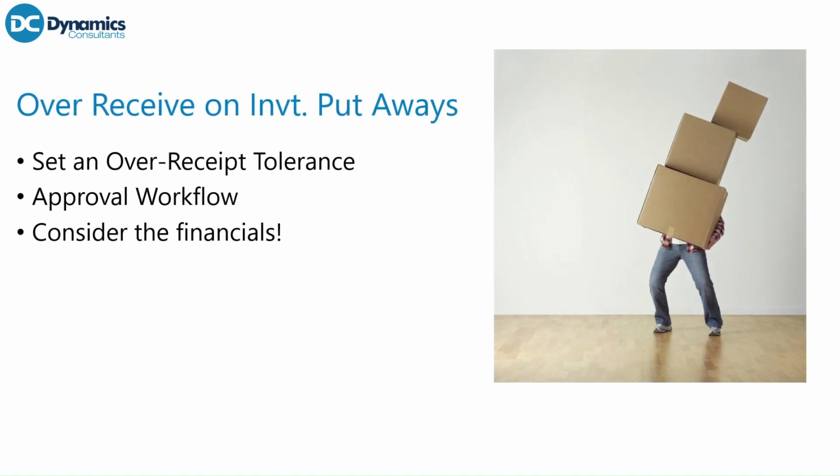The over receipt functionality has been in the system for a couple of versions now, but previously it only worked with warehouse putaways. This has now been extended to include inventory putaways, which means you can use it in both different scenarios. So simply you set up an over receipt tolerance, and then when you go to receipt goods, you can have a tolerance associated with those items that allows you to over receipt by a particular percentage, for instance. You can also associate approval workflows with this, so that if you have an over receipt, it needs to go through an approval process prior to being posted.